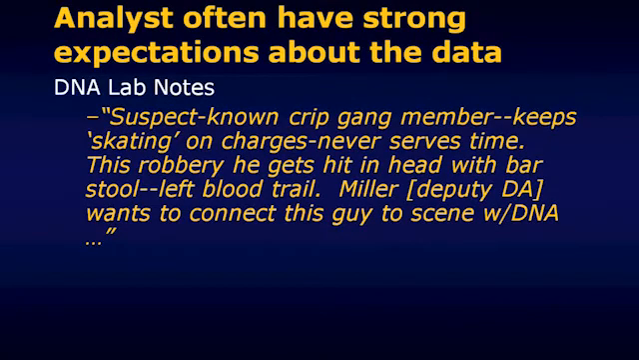This robbery, he gets hit in the head with a bar stool, left a blood trail. The deputy DA wants to connect this guy to the scene with DNA. Again, do you suppose that the analysts in California use different extraction buffers when they're dealing with Crip gang members as opposed to Blood gang members? Highly unlikely. Do you suppose that if the suspect has been skating on charges, they look at the evidence in one way different than if the individual had served time and paid his debt to society?